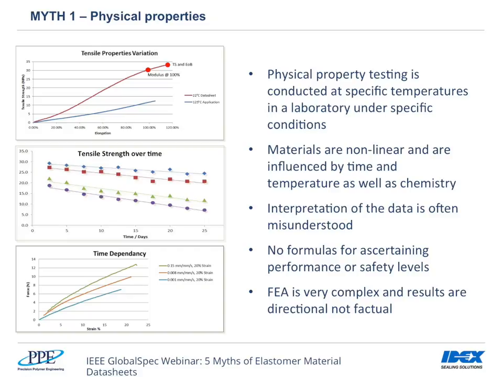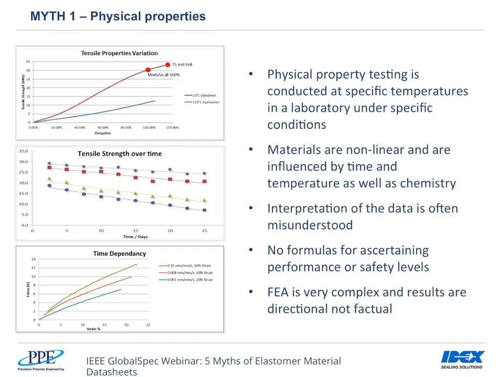These materials are highly nonlinear and are influenced by time and temperature as well as chemistry. In the second graph, we can see the evolution of the tensile strength of a material over time at 4 different temperatures. The higher the temperature, the faster the degradation of the material.